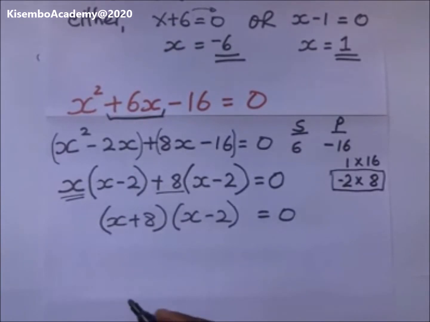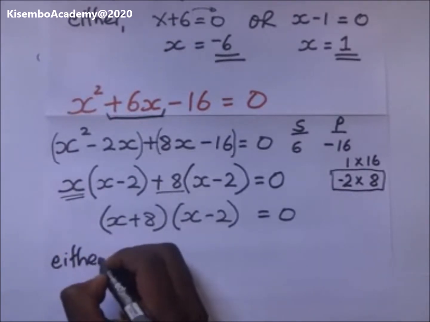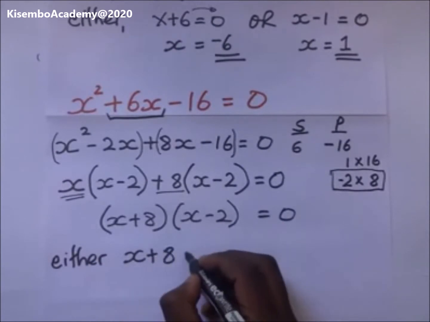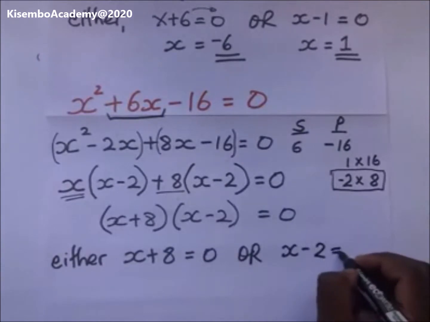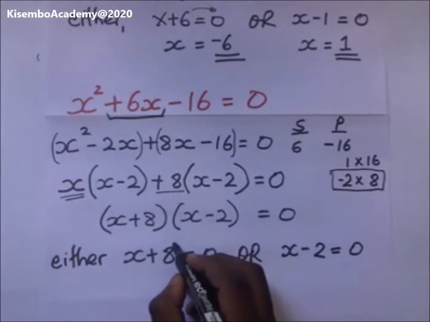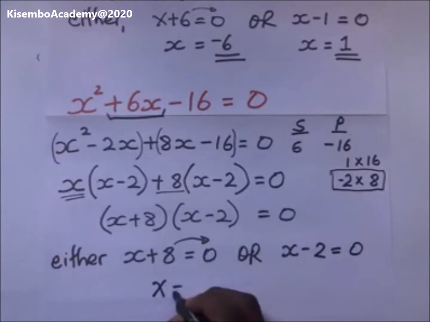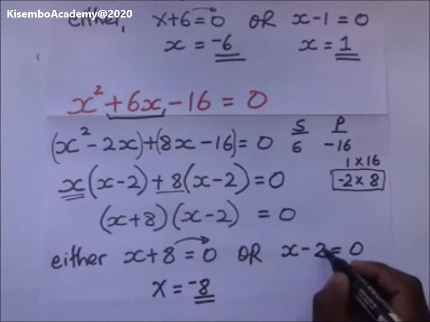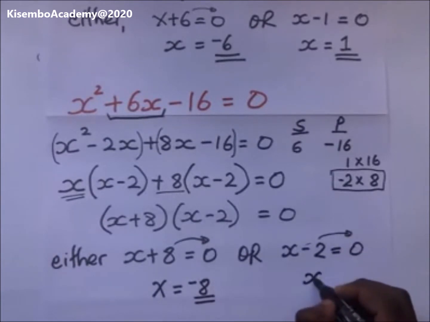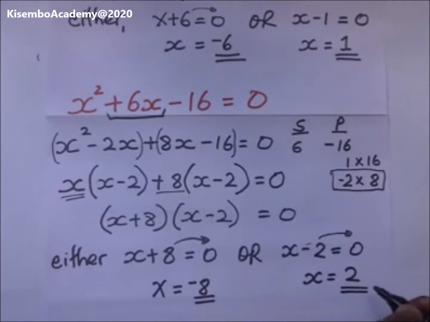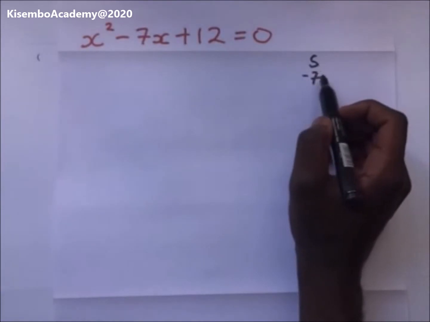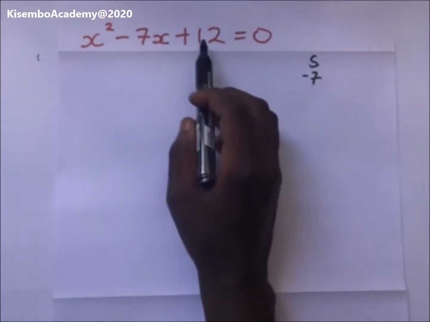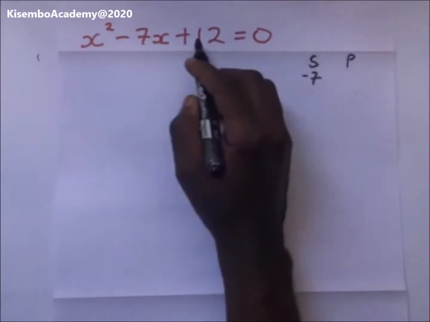So to get the two values of x, we shall say either x plus 8 is equal to 0, or x minus 2 is equal to 0. And definitely here, when 8 crosses the equal sign, x is going to give us negative 8. And here, when this negative 2 comes that side, we have x as 2 as our answer. Again, we are going to look for the roots of this. We are going to look for two numbers in such a way that when we add them, they give us a sum of negative 7, and when we multiply them, they give us a product of 12.